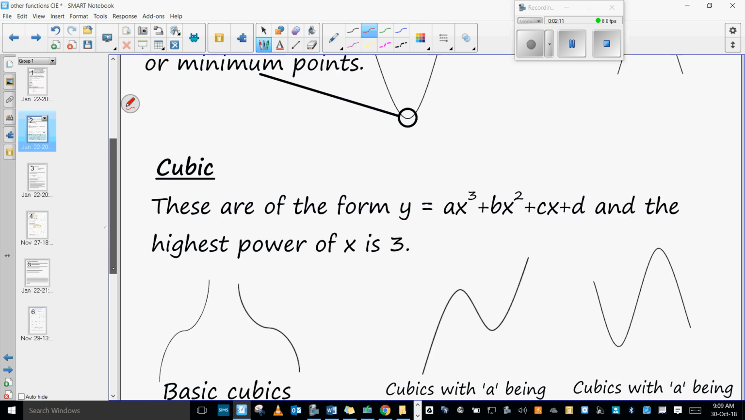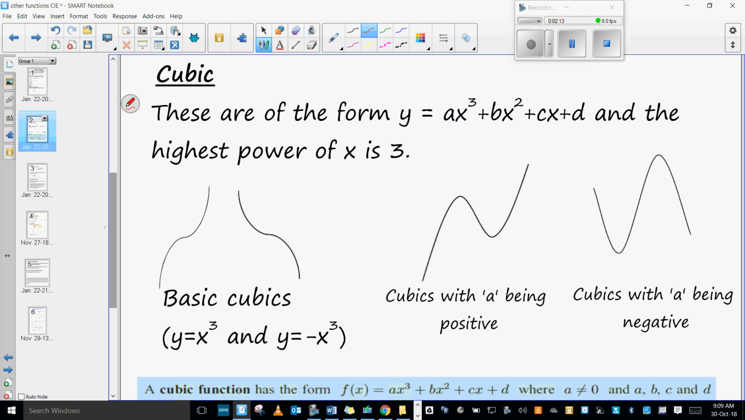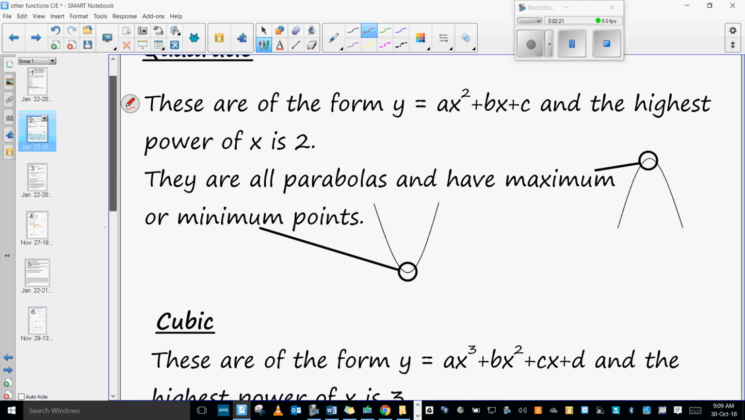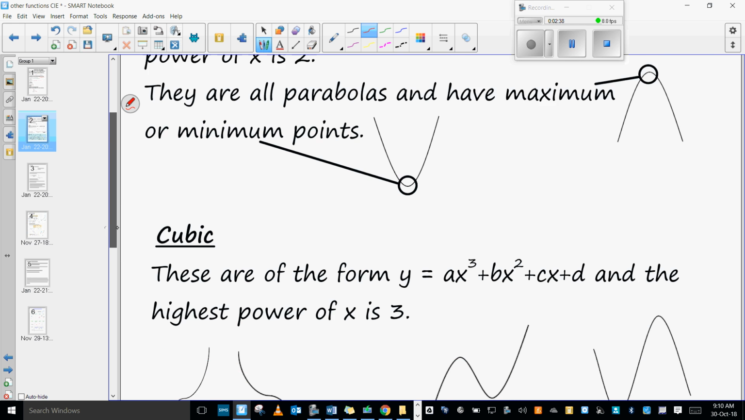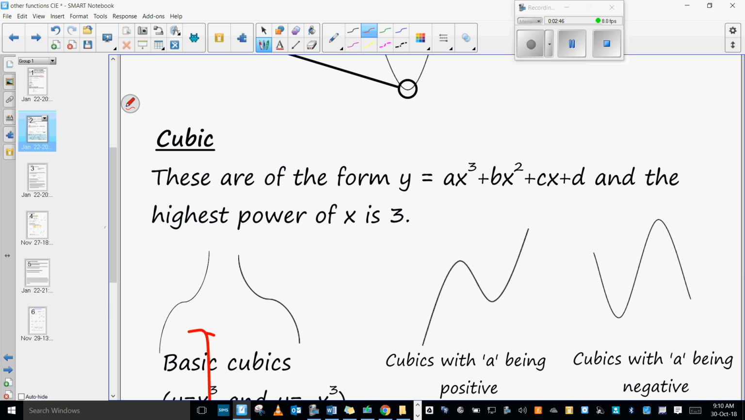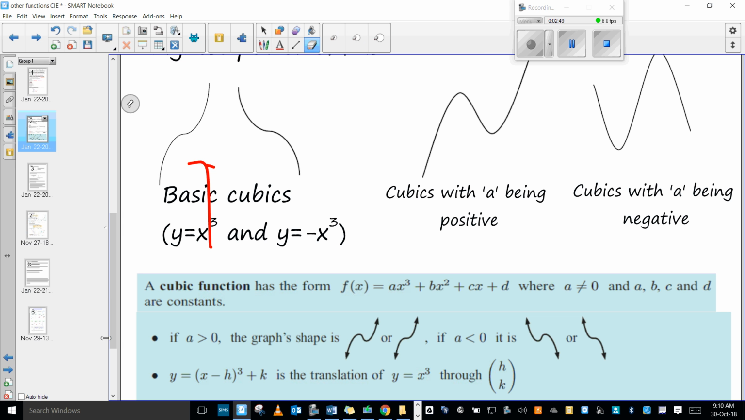Cubic graphs. So these are in the form y equals ax cubed plus bx squared plus cx plus d. Now obviously with both the quadratic and the cubic, these values of a, b, c, and or d could be 0 for some of them, okay? But they could all be written in this order. So you've got values in front of the x cubed, the x squared, the x, and then there could be a constant. Highest power of x is 3. This is your basic cubic. So your basic cubic would look like one of these two, and that's if it was just y equals x cubed or y equals negative x cubed.